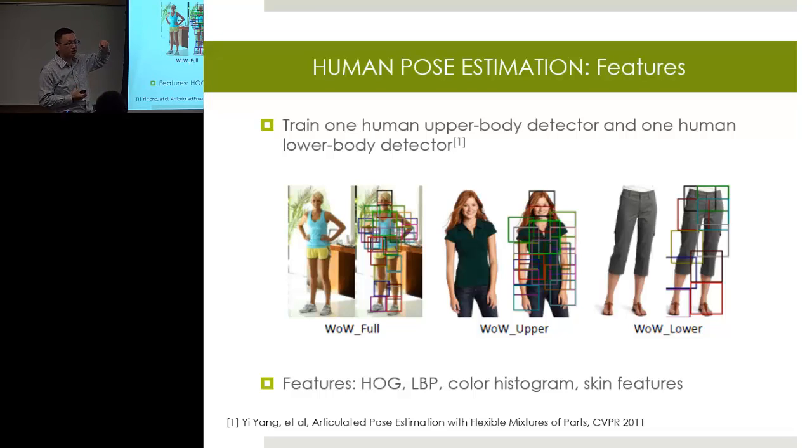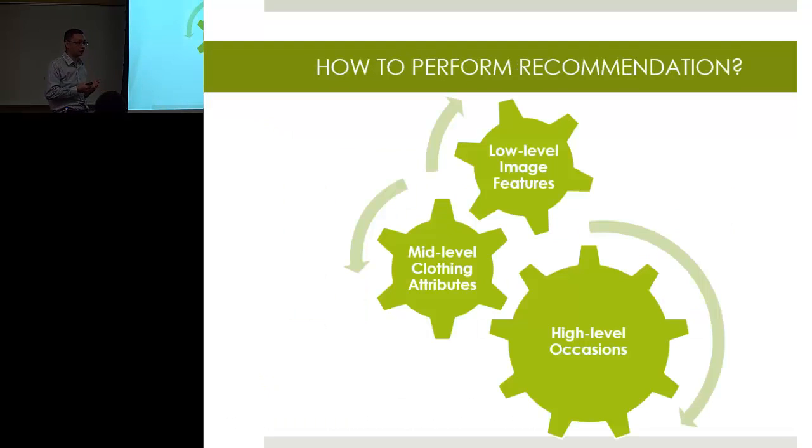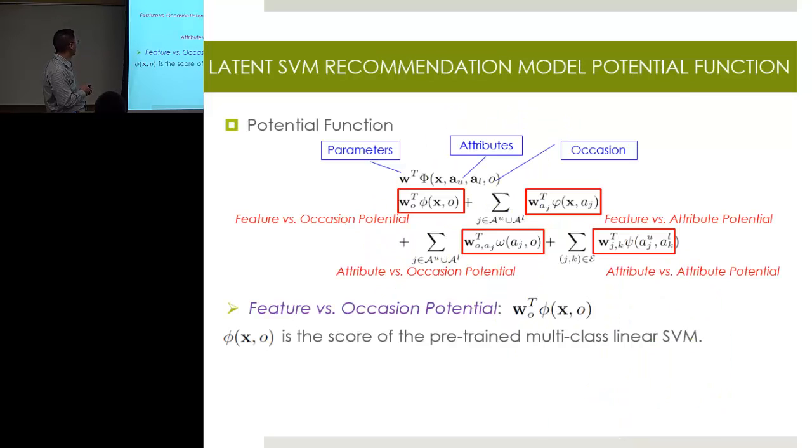And then you have the fundamental representation. So finally, you have the low-level features, mid-level attributes, and high-level occasions. So the task is, when you have this high-level occasion, what kind of low-level features should be recommended for this occasion? We notice that latent SVM is a very good model to describe this kind of property.